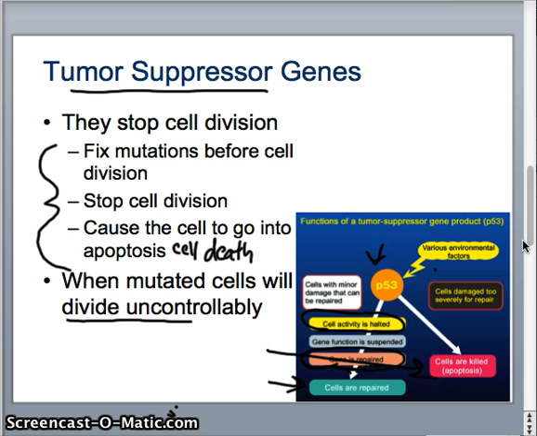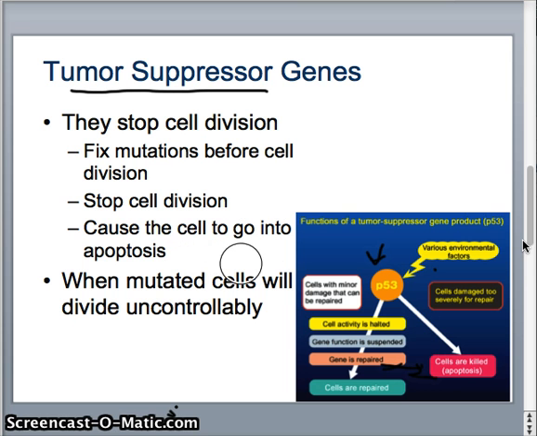So you need to understand those, because you're not going to understand the next two sections if you don't understand those two cell types.